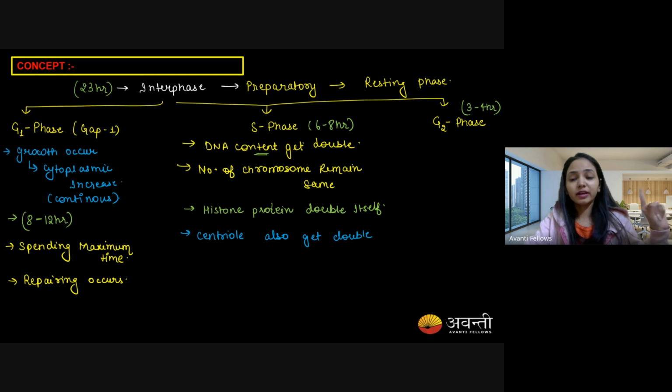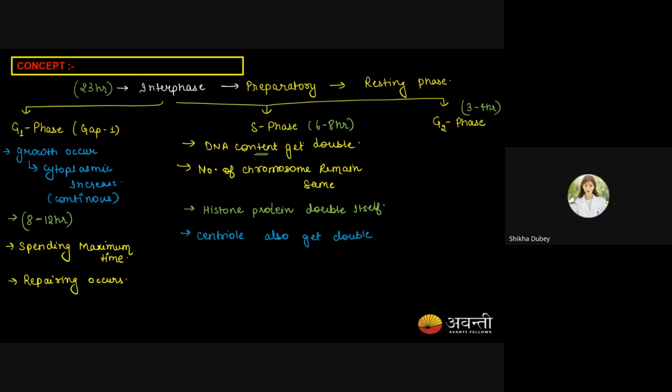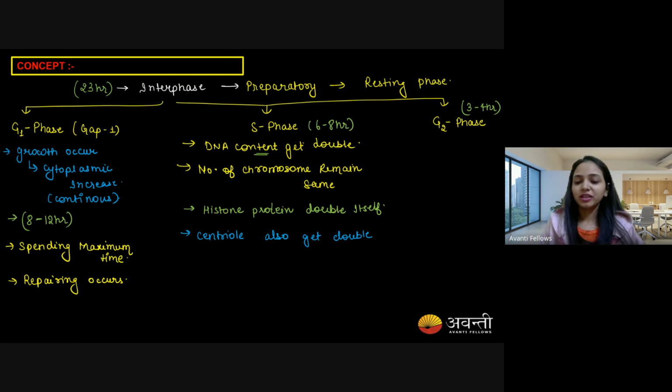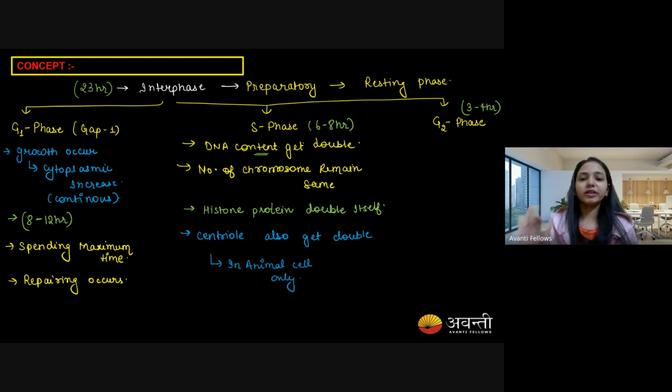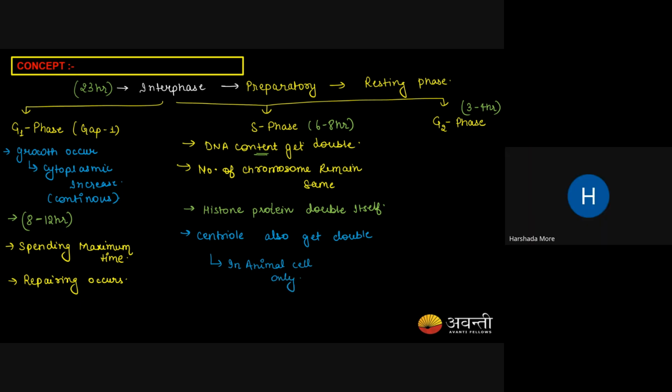Centriole can be found in which cell? Animal cell or plant cell? Animal cell. In animal cell only. So it means centriole will get doubled in animal cell only. All points are clear?